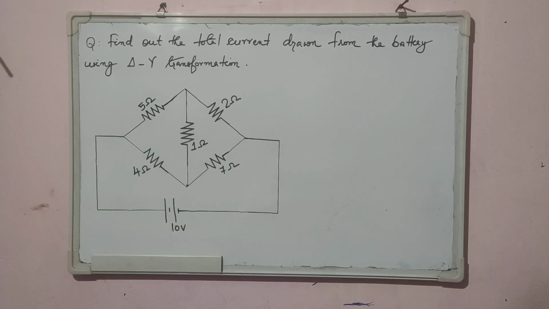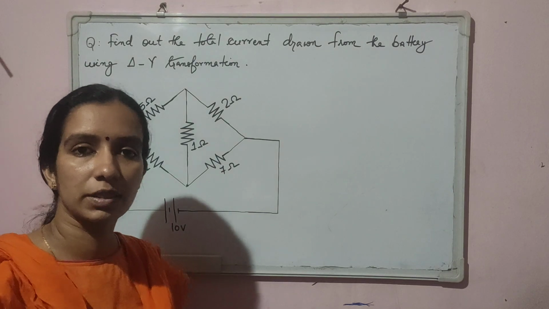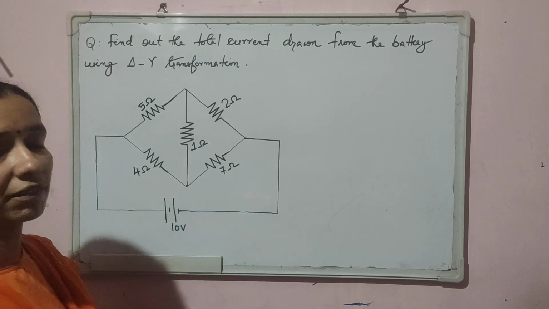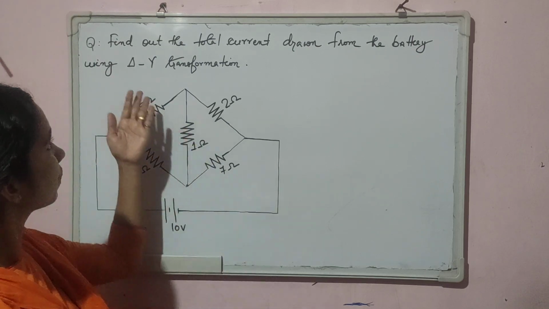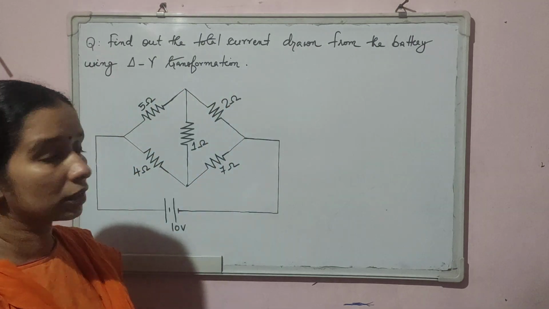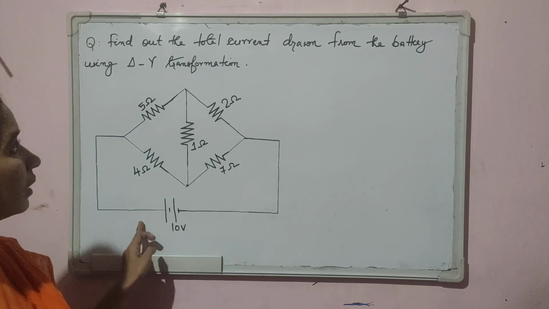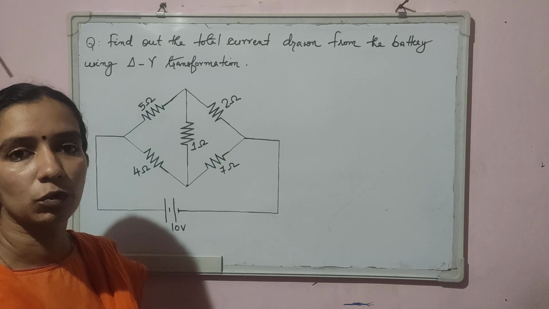Now we are going to solve a problem using star delta transformation. Star to delta or delta to star transformation. So we have a circuit like this and we have been asked to find out the total current drawn from the battery using star delta transformation.